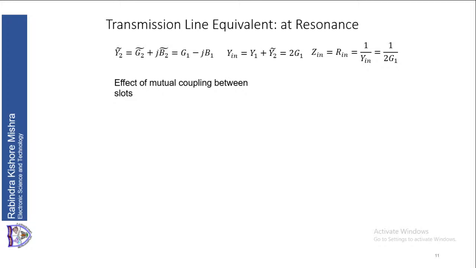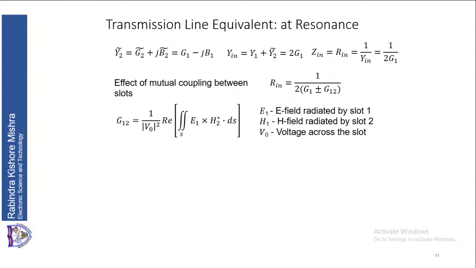Now there are two slots. Since we have seen two slots, there can be mutual coupling between the two slots. If there is mutual coupling between the two slots, then Rin will be equal to 1 by 2 G1, then plus or minus G12, where G12 is the mutual coupling between slot 1 and 2. So G12 will be equal to 1 by V0 square, then the real part of the surface integration of E1 cross H2 star dot ds. That is what G12 is.